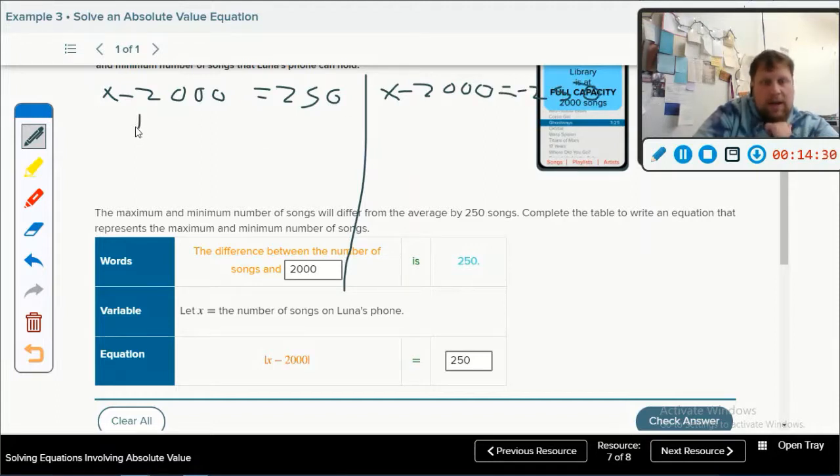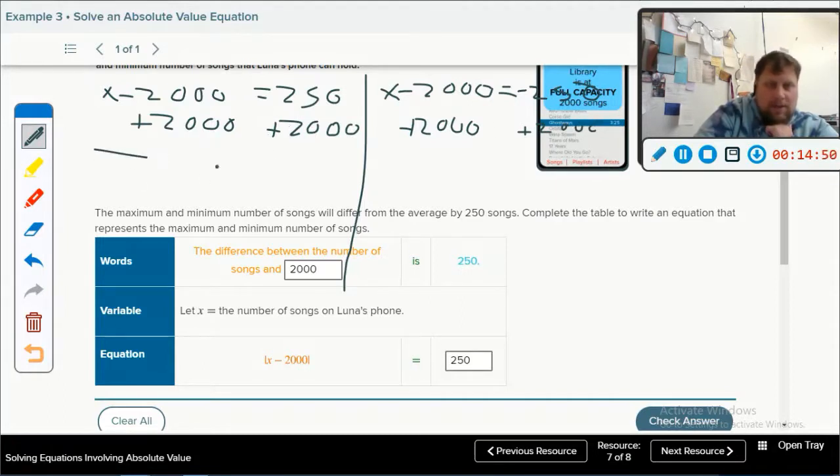All right, so I'm going to add 2,000 to both sides. Getting better at writing with the mouse. I'm going to add 2,000 to both sides over here. Remember I told you I just kind of solve them at the same time because I'm doing the same exact thing to each one. Now, over here, we have a party. It's a positive party. They get together. I get 2,250 is the max amount of songs.